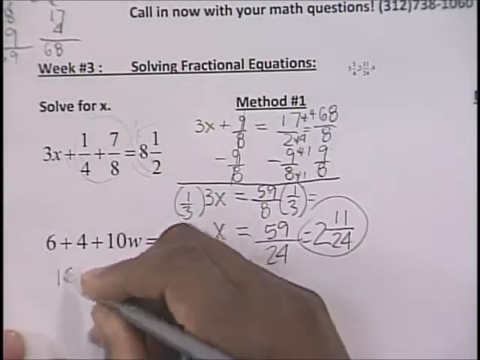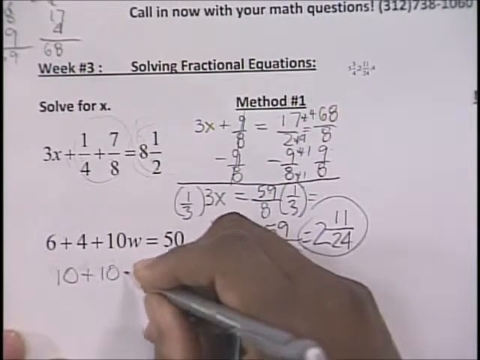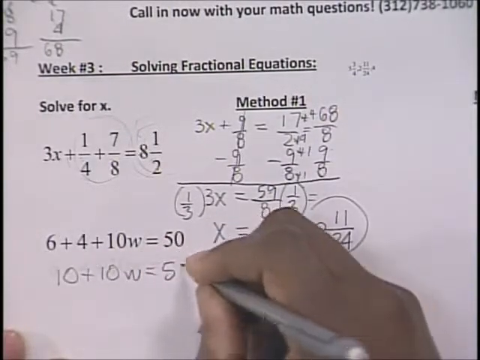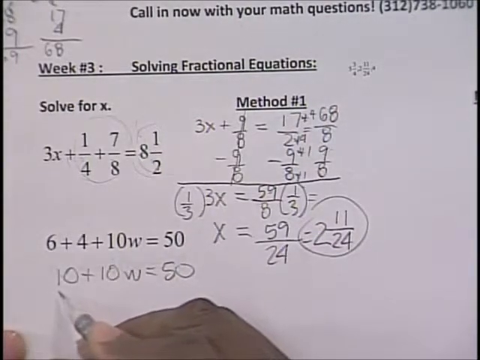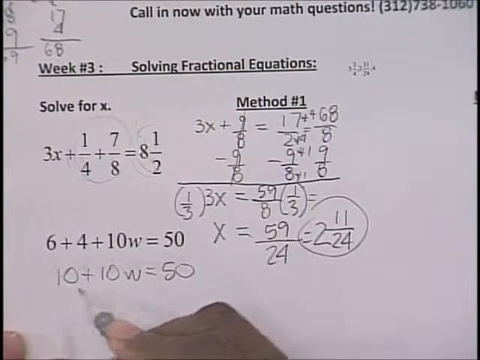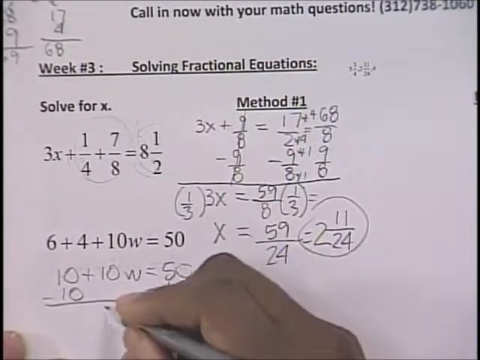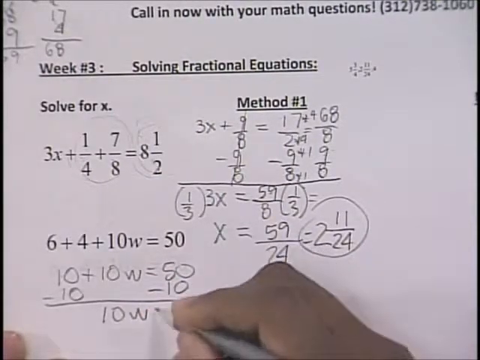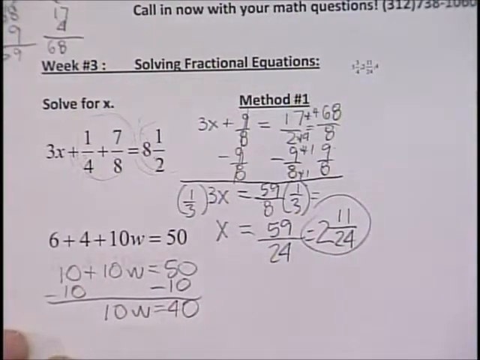We combine the terms to get 10 plus 10w is equal to 50. Now we're going to use inverse operations. We're adding, so let's subtract. Let's subtract 10 here, and you get 10w is equal to 40.